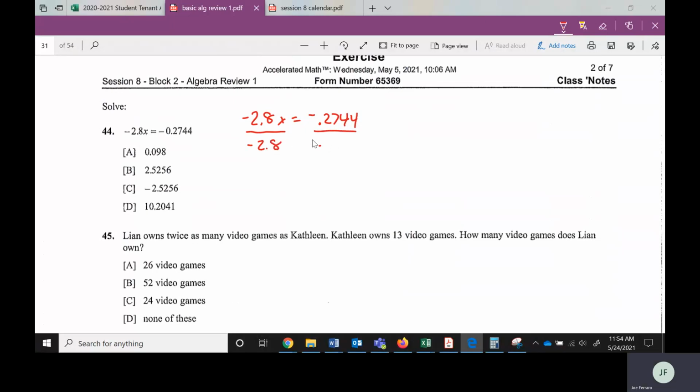Now make sure that the 2.8 is negative when you do it on both sides. So this negative 2.8 and that negative 2.8 will cancel out. You're left with just x. Okay, here you could either type the negative in both or just know that a negative divided by a negative is positive. And then 0.2744 divided by 2.8 is 0.098. And your answer is letter A. Okay.